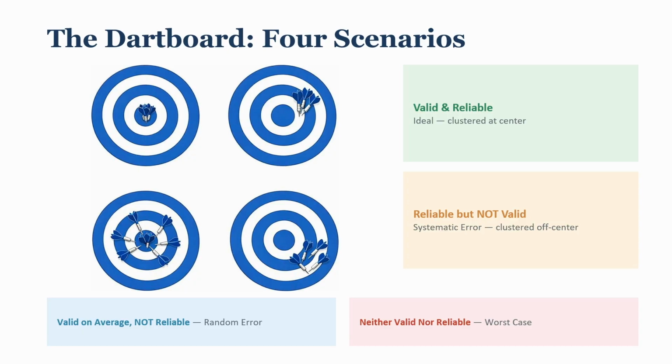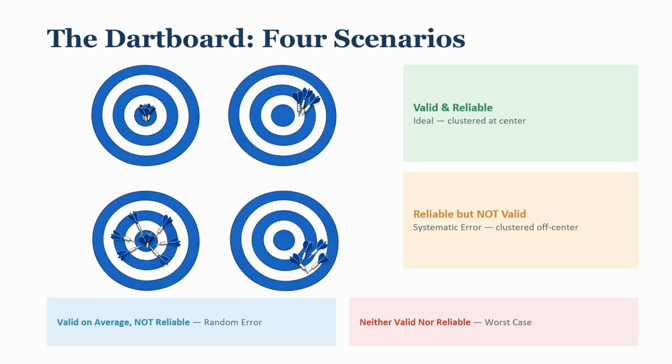The dartboard is the classic teaching analogy for this concept, and it works beautifully, so let's use it. Imagine each dart throw is one measurement. The bullseye is the true value, the thing you're actually trying to measure. Top left, darts clustered in the bullseye. This is the ideal. Your measurements are consistent and they're hitting the right target. Valid and reliable.